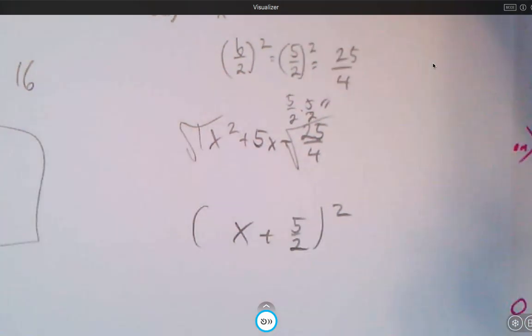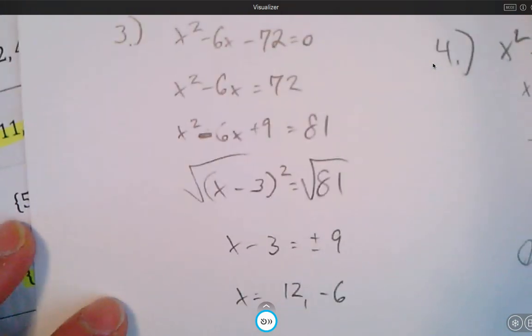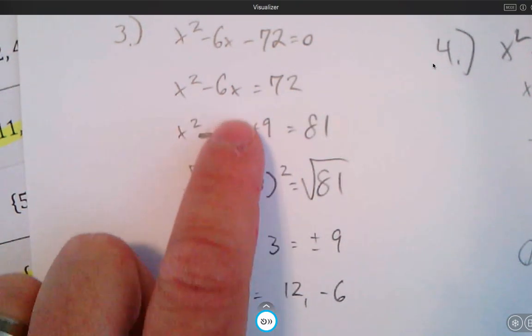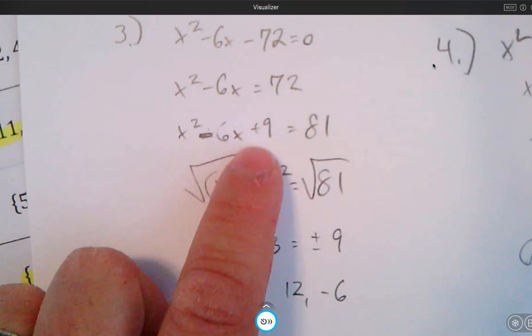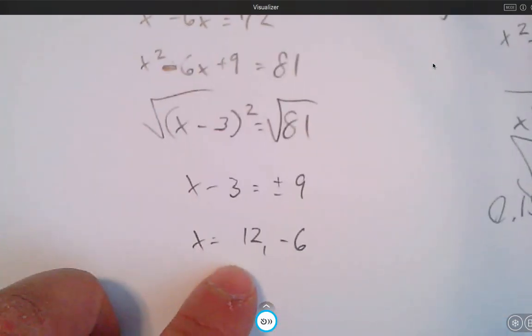Number 3, did you get 12 and -6? Yeah, you did. Hopefully. Brought it to the right. Good there. Half of 6 is 3, and 3 squared is 9. 2 perfects. Works out beautifully, and it's good.